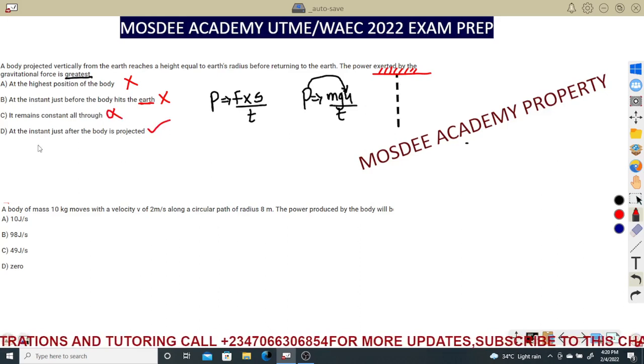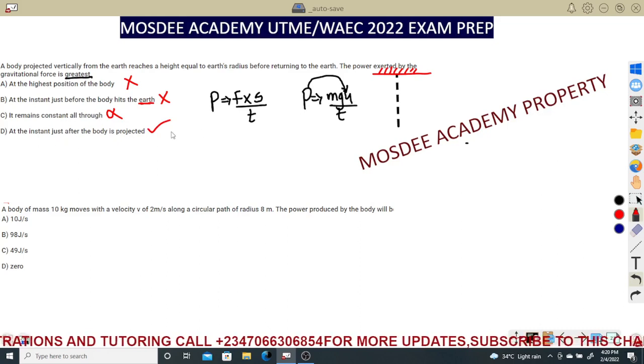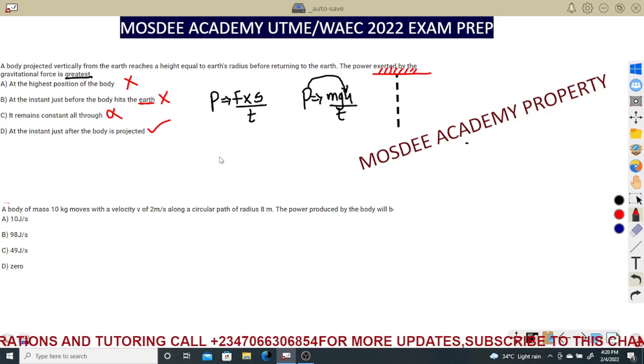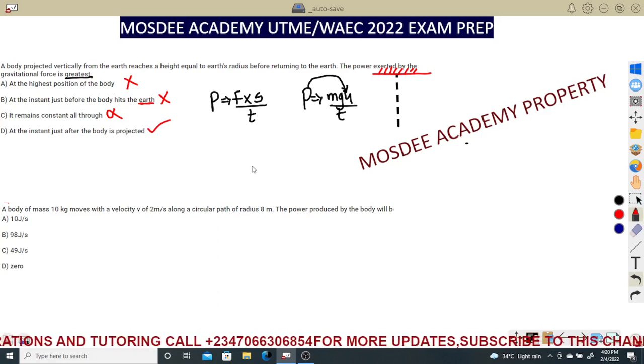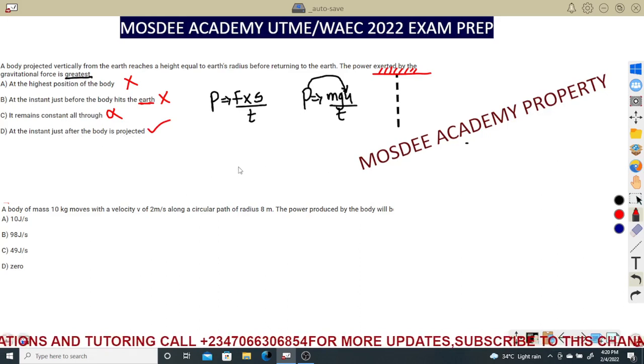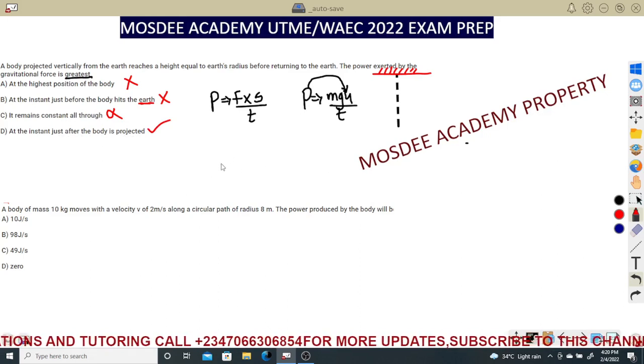Then we have this one: at the instant just after the body is projected. So the moment you project the body, the power of the body tends to increase. We call that instantaneous power. At an instant of time, you expect the power to also increase.